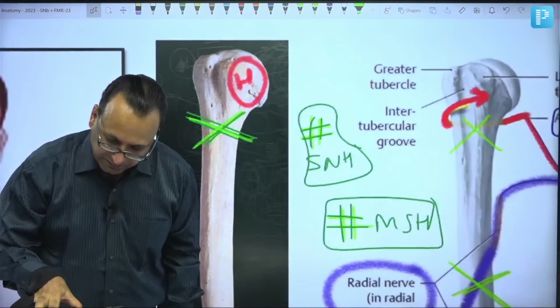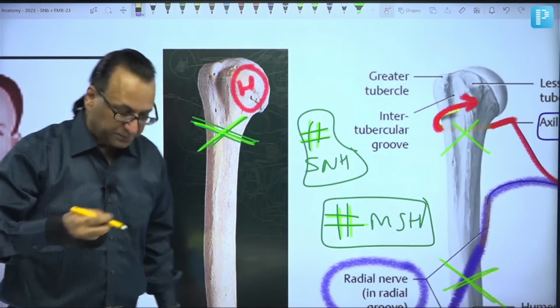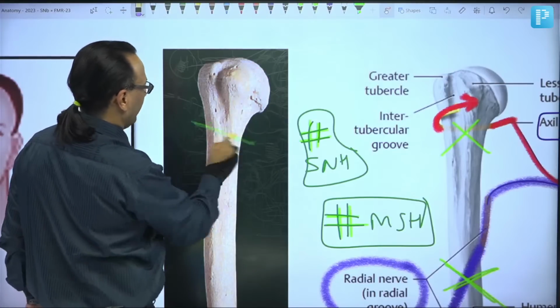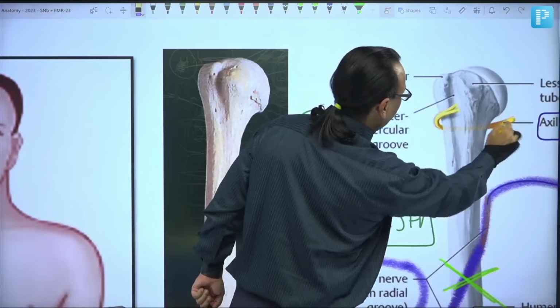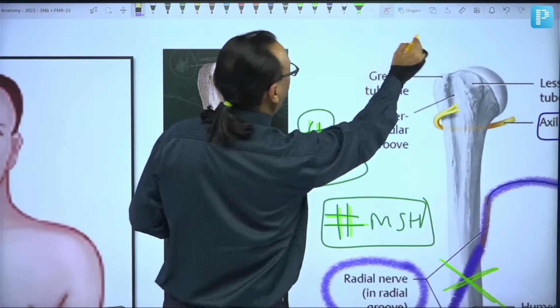Yes, you see here, now you can make the difference. There should be no problem at all. Can you see one thing here? This is the anterior view. Why is this the anterior view of the upper end of the humerus?